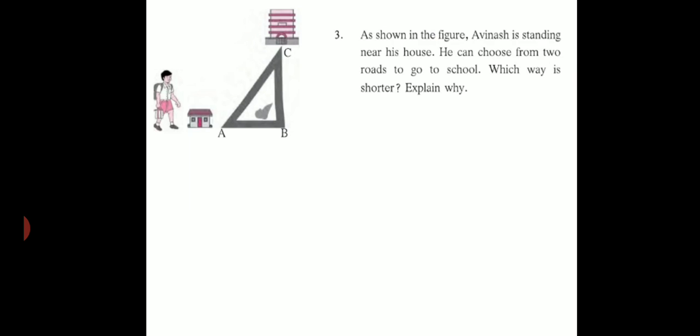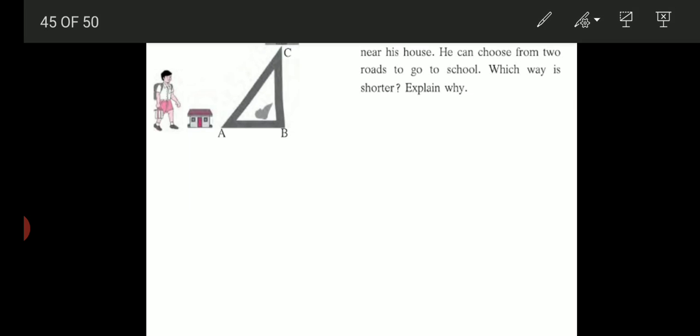It is sum number 3 in your practice set number 36. Here they have stated that, as shown in the figure, Avinash is standing near his house, as you can see. He can choose from 2 roads to go to school. He needs to choose out of the 2 roads, he has to select any one road. So which way is shorter, and explain why. So they have said there are 2 roads, and I'll just highlight the roads for you. This is one road, that is AC road, and the other road is AB, which again continues with BC.